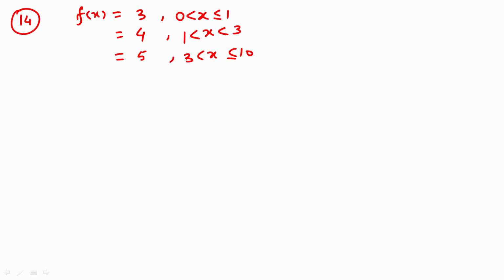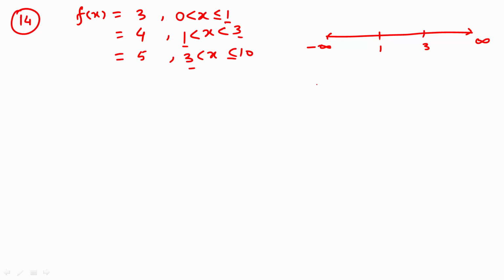So let's check one by one. The repeating numbers are 1 and 3. Put these numbers on the number line. This is your minus infinity and this is your plus infinity. Mark 1 here and 3 here. So this whole number line is divided into some different parts.